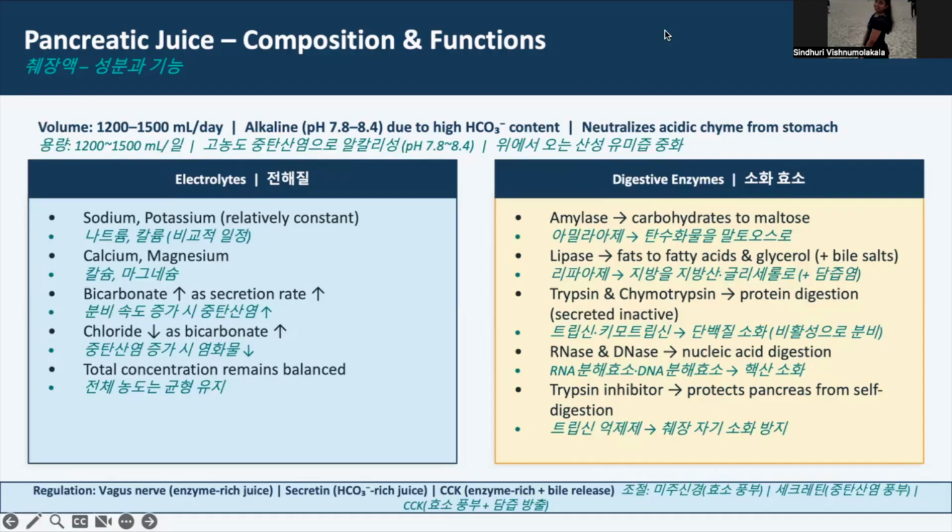Like we understood, the juices released in the stomach are acidic. So the chyme that is made in the stomach becomes acidic. So when it slides down to the small intestine, it has to be neutralized, and this is done by the pancreatic juice.